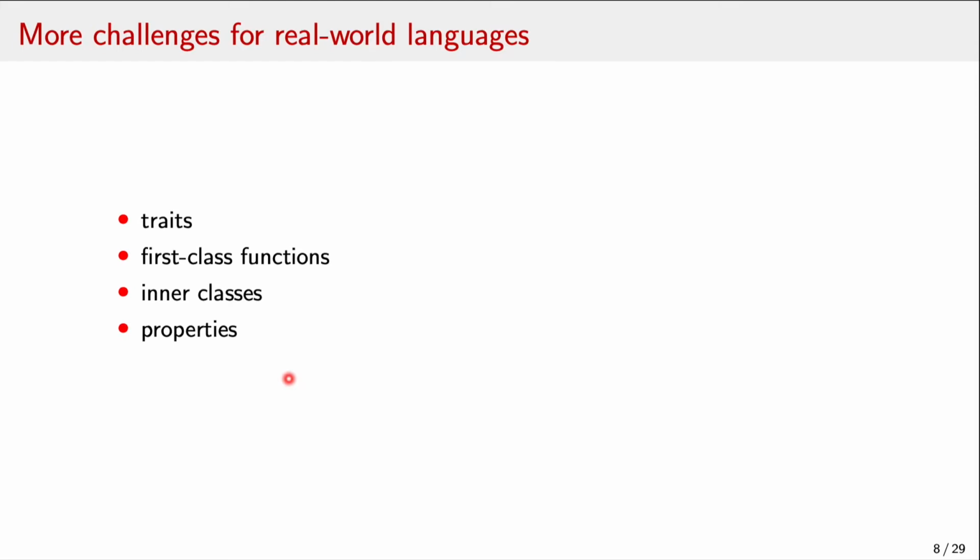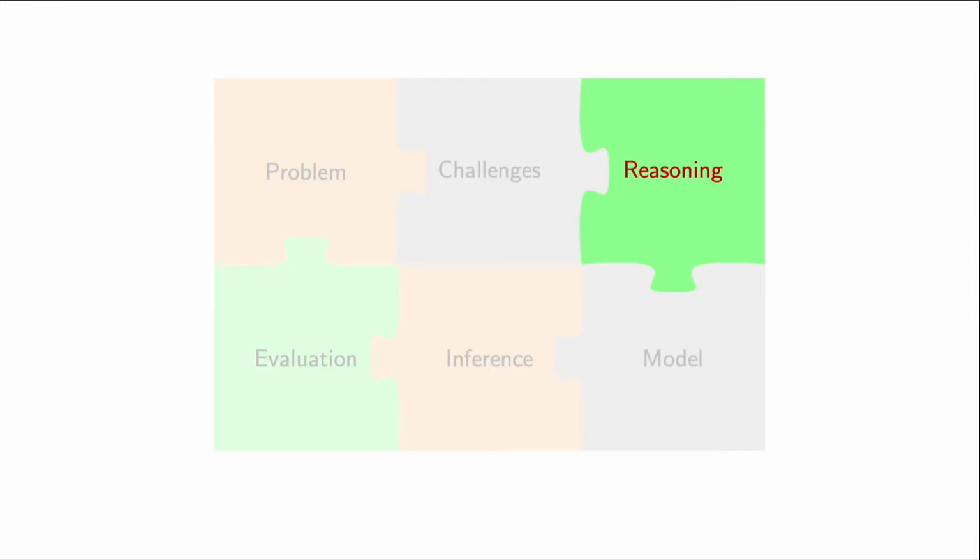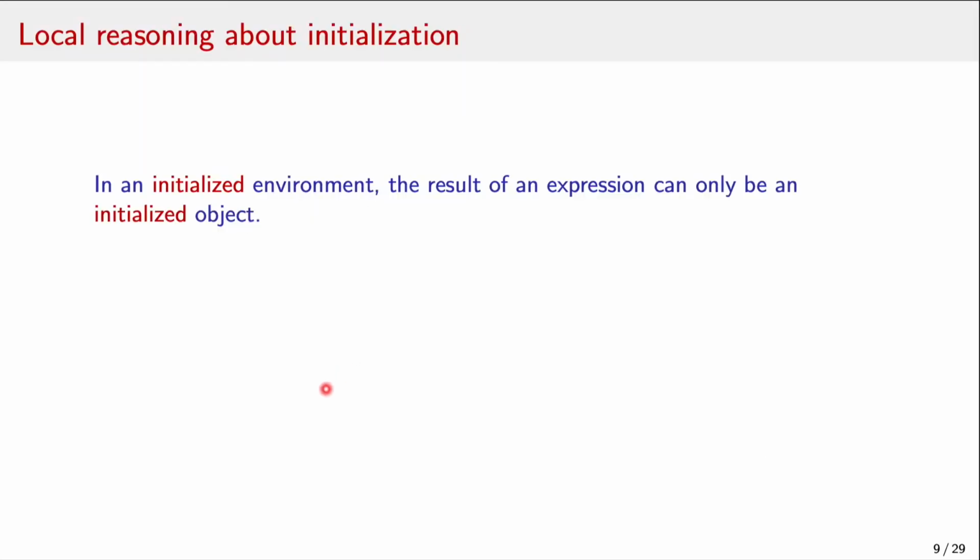There are more challenges to develop an initialization system for a real-world language, such as trait, first-class functions, inner classes, and properties. A practical initialization system should be able to handle all these language features. Reasoning about initialization is critical in the design of initialization systems. We uphold local reasoning in the design of initialization systems.